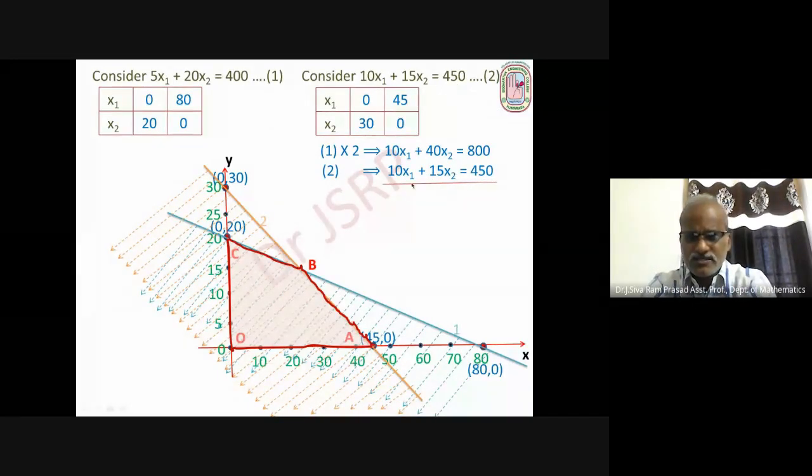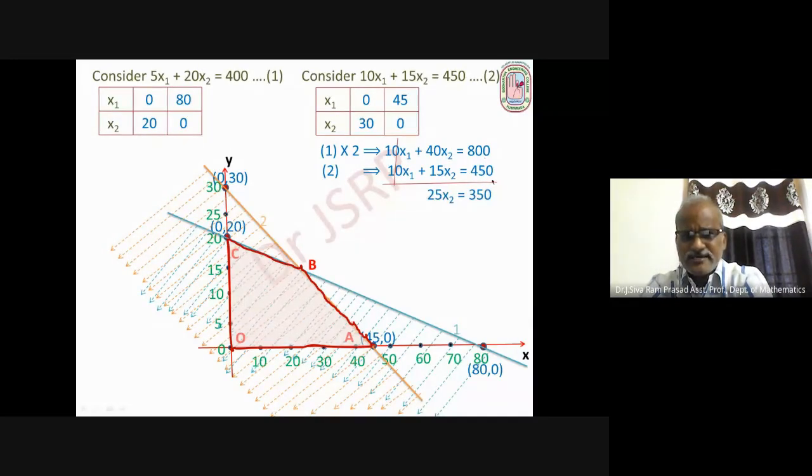Solve these two, 10x1, 10x1. So subtract, 10x1 gets cancelled. 40x2 minus 15x2, that is 35x2, equals 800 minus 450, so 350. From this, x2 equals 350 by 25, that is 40.